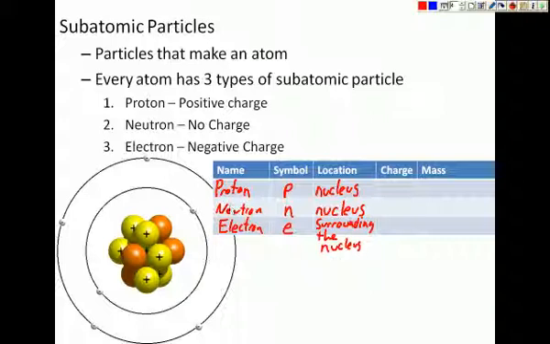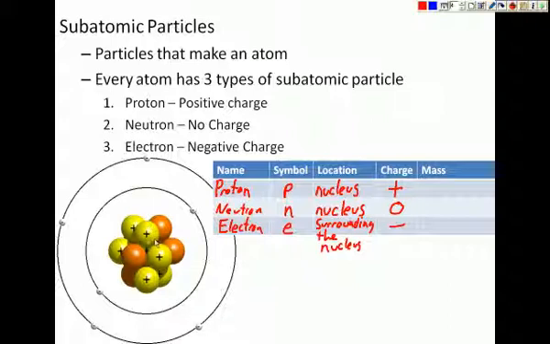Now, the charge of protons, as we can see here, is positive, and the charge for electrons is negative, and the charge for neutrons, there is no charge. So we can just write 0. Now, mass. As we can see, protons and neutrons are almost the same size, but electrons are very, very small. And that is also true with the mass of these subatomic particles.